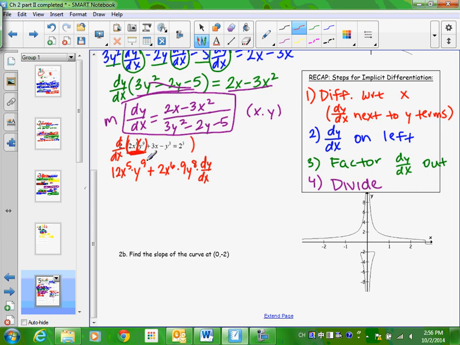What's the derivative of plus 3x? Y'all look tired. Plus 3, right? Just regular old plus 3. Minus y cubed, that derivative would be minus 3y squared dy over dx. Again, I'm doing the dy over dx because I took the derivative of a y term. All right, equals 0, because the derivative of a number is 0.